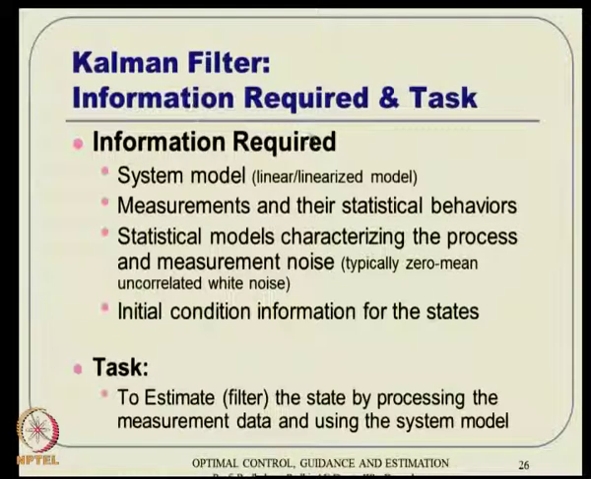For the Kalman filter, what information do we require, and what is the task? The information required is a system model. We need a linear model per se. If it is not linear, it needs to be linearized first, and then we need some measurements and the statistical behaviors. We also need statistical models characterizing the process and measurement noise. Typically, we will assume that they are zero mean uncorrelated white noise. And now it should make sense what we mean by zero mean, what we mean by uncorrelated signal, and what we mean by white noise.